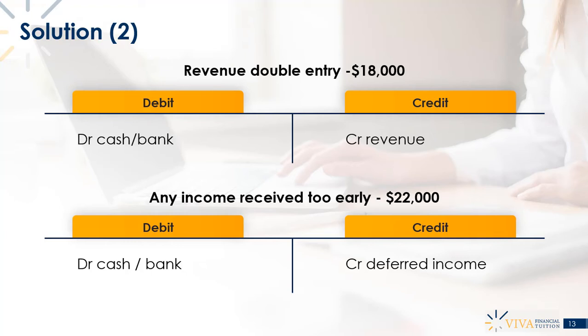So that's what we do this year. We record the cash coming in and we record the revenue of 18. We record the other cash coming in and we defer the income. We push it forward into following periods, 22,000.